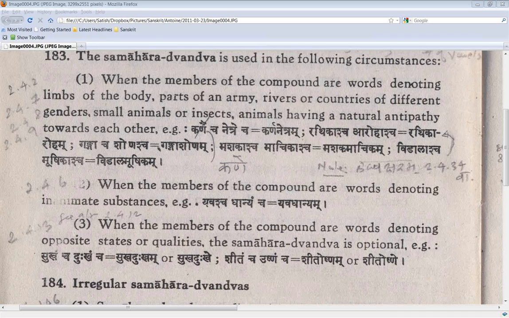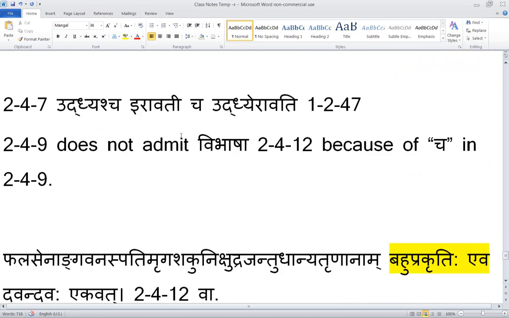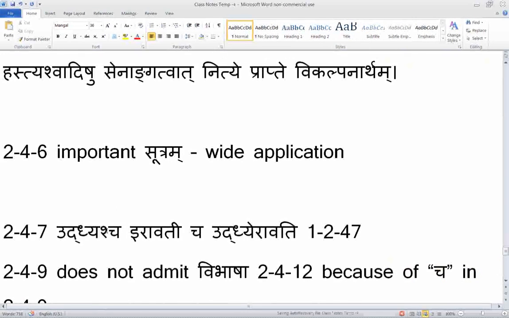Gramavarjya nadi desha vachinam. It should not be a village. Gramavarjya nadi desha vachinam vinnalinganam samahare dvandva ekavat syat. Samahara will be formed. So udyascha iravati cha, which we saw in the class last time. Udhya is a nadi. Iravati is a nadi. Udhyeravati. Samahara eva. Now, how does it become short?